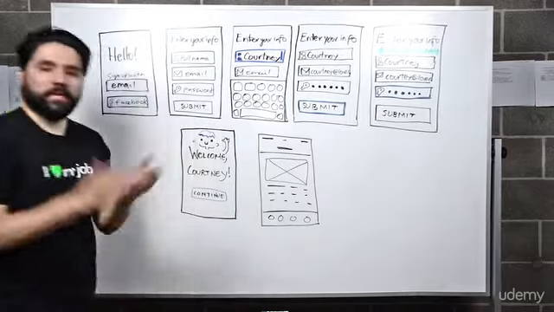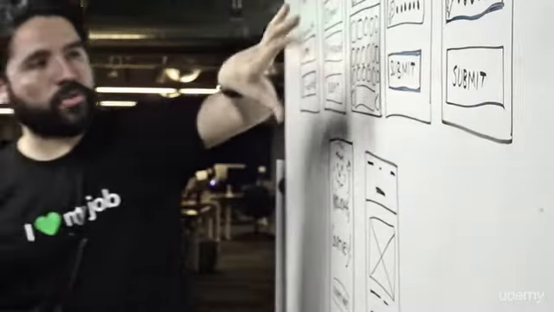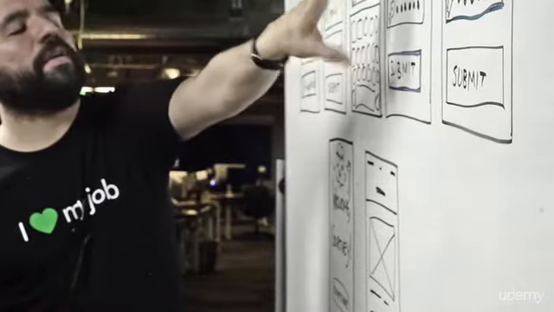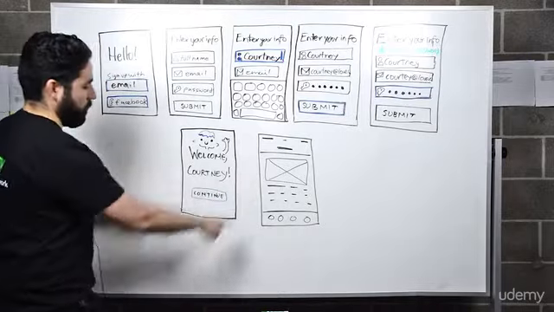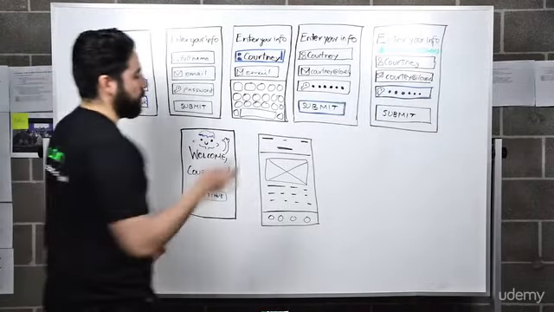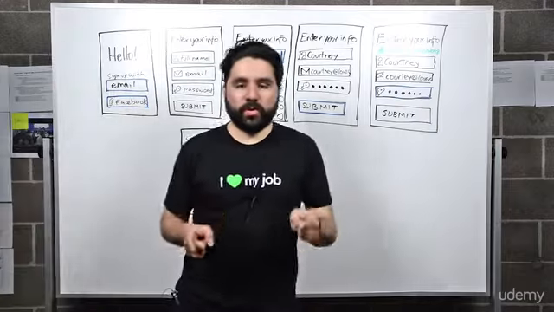So perfect. We're done. Welcome screen, info screen, keyboard screen, information entered screen, error screen, success screen, and then the content screen. I think we're ready to build this prototype. Let's do it.